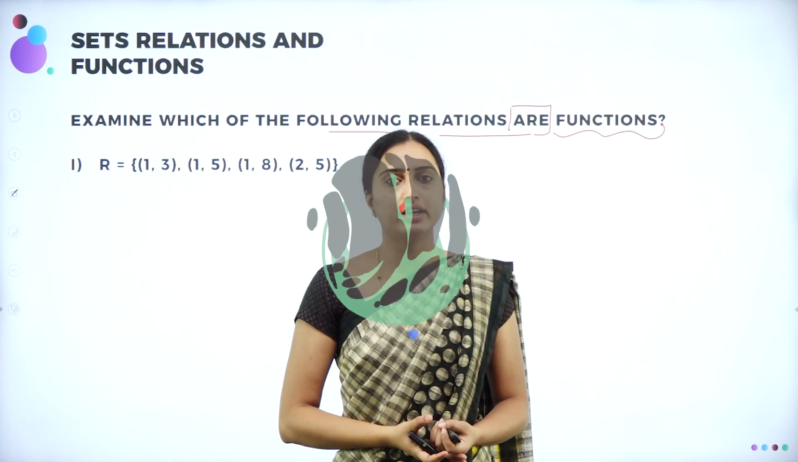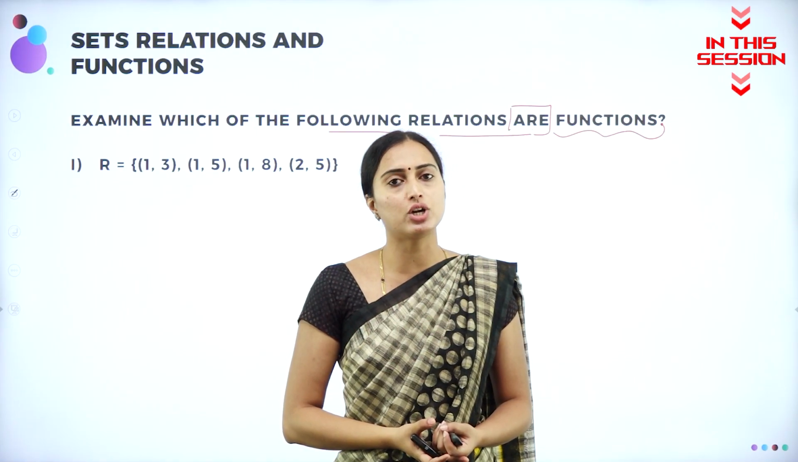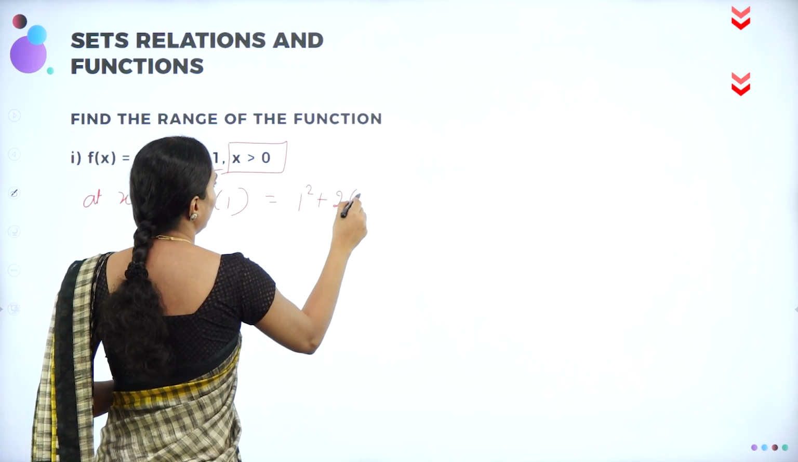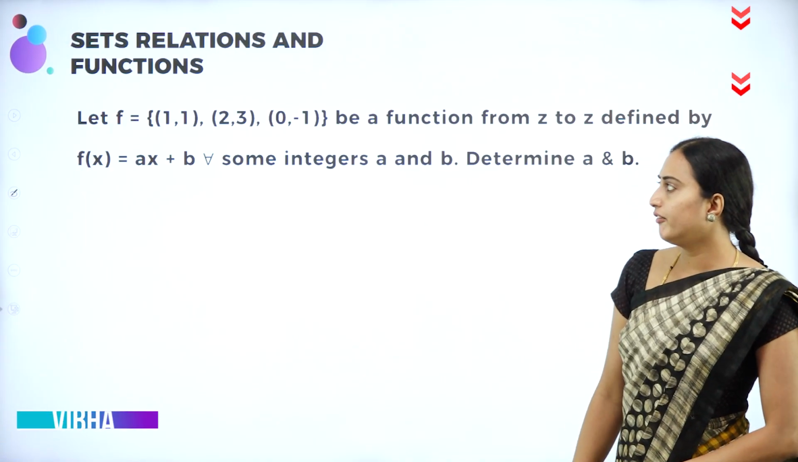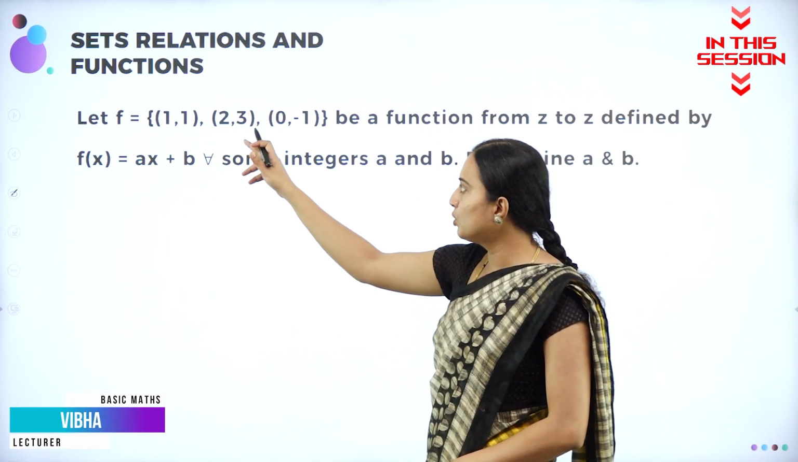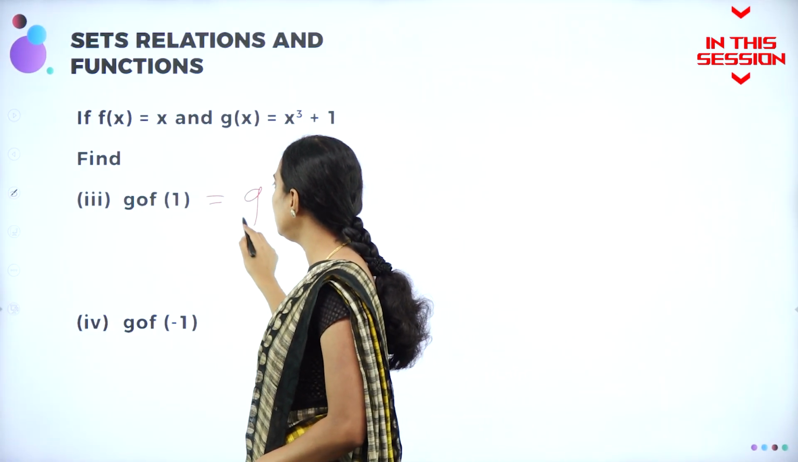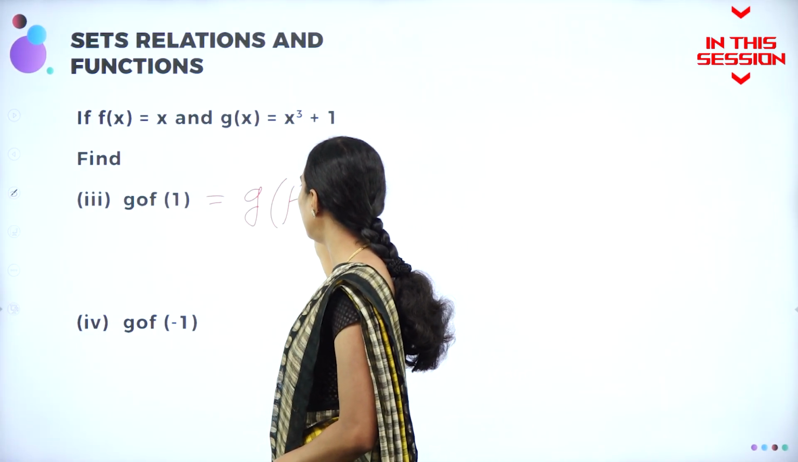How we are going to identify whether the given relation is a function or not. So therefore, f of 1 is 1 squared plus 2 into 1 plus 1. Let f is equal to {(1, 1), (2, 3), (0, -1)} be a function from Z to Z. Gauss means you are going to write it as g of f of 1.